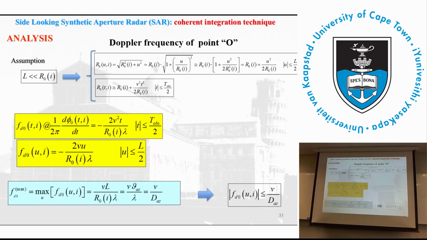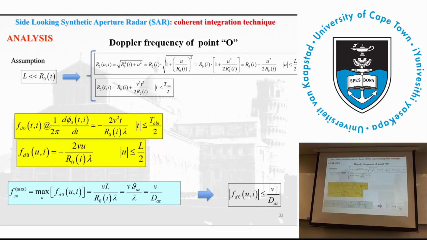Right? So if we do that, we come out with this expression here that is true for the modulus of u less than L divided by 2, which means we are sticking with this L, which is always much smaller than R0. Good, so in terms of time, same thing, t must be confined within minus and plus T_obs divided by 2.